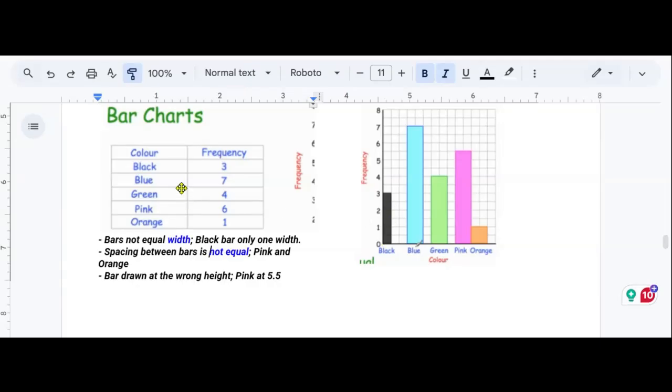Black is 3. Blue is 7. Green is 4. Pink is 5, but it's drawn at 5.5, not 6. Orange is 1. So now he's giving you wrong information. Is this clear? Yes.